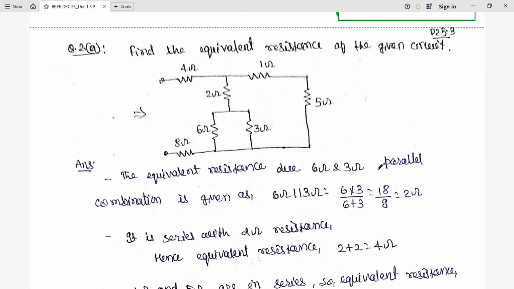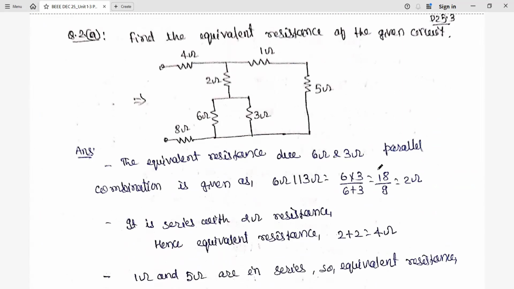Next long question is here. Find the equivalent resistance of the given circuit. So here we have to observe where we have a parallel combination and where we have a series combination. Two resistances are said to be in series if the same current is going to flow through them, not the same amount, the same current. And they are said to be in parallel when two different current values are going to flow. So if you observe the given circuit, at first glance, the 6 ohm and 3 ohm are in parallel. So that parallel equivalent we are finding.